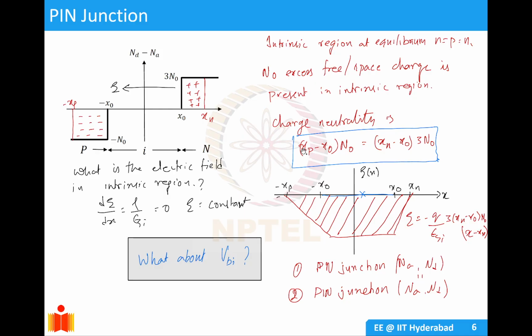So for charge neutrality, you have Na times (xp minus x0) equals Nd times (xn minus x0). We are assuming here that the fixed space charge in the p-type depletion region is minus N0, and in the n-type region it is plus N0, and the intrinsic region extends from minus x0 to x0. So for charge neutrality, this is the equation we will follow. Now, what will be the electric field in this intrinsic region? We know the electric field is the integration of the space charge. Since the space charge is 0 here, the electric field will be constant in this region.